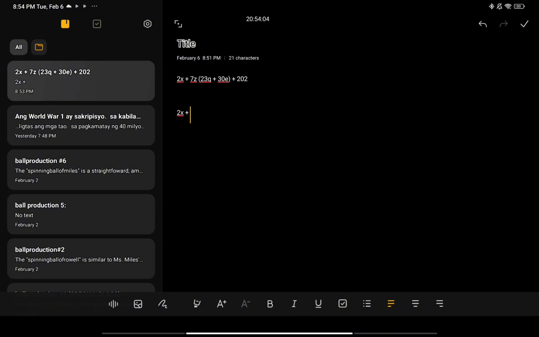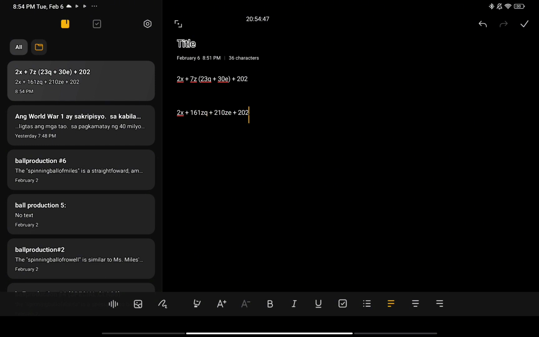But there's a problem. There's a variable next to the parentheses, so this is how you write it: 161zq plus, what's 7 times 30? 210ce plus 202.